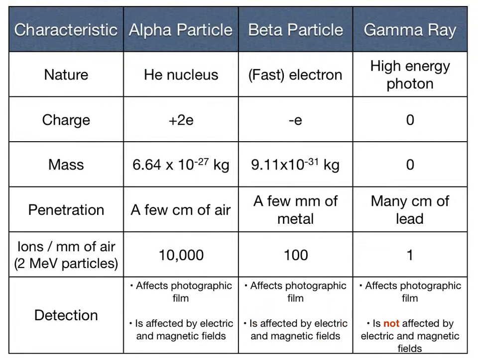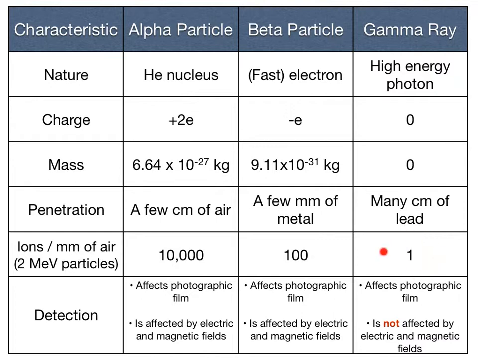Okay, finally, let's talk about a gamma ray. So a gamma ray is a high energy photon. It's an electromagnetic wave. It has no charge because electromagnetic waves have no charge. It has no mass. And it has quite a bit of penetrating ability. It can go through many centimeters of lead. But the good news is it does not cause a lot of ionization.